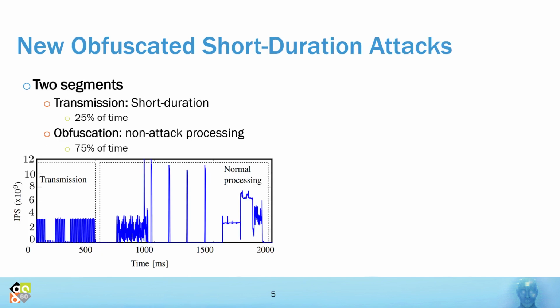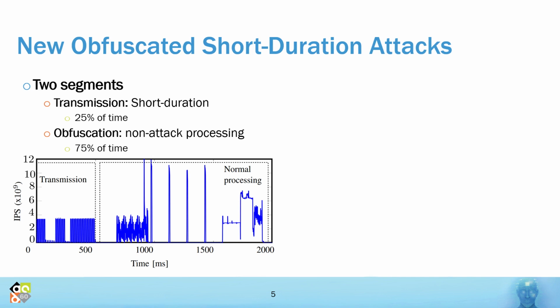To begin with our contributions, let's start with our new obfuscated short-duration attack. In summary, the attack is divided into two segments, transmission and obfuscation. The transmission segment, shown on the left part of the figure, is a short-duration communication where packets are encoded and sent via temperature variations. This takes 25% of the time of the attack.